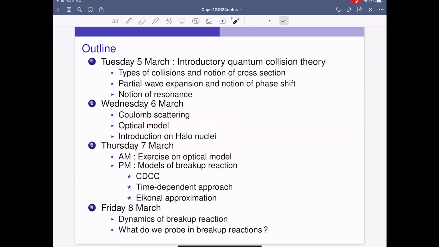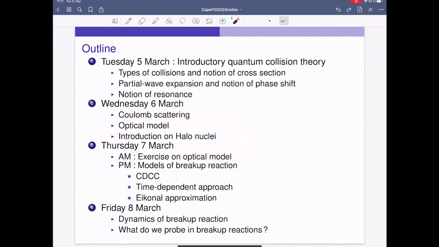You have already seen that notion with Professor Meng. I will go more into the direction of how these nuclei were discovered and why reactions are important if we want to study these kinds of structures. And this will actually be the two last points. So the notion of optical model and the introduction of halo nuclei will be the basis for the exercise.